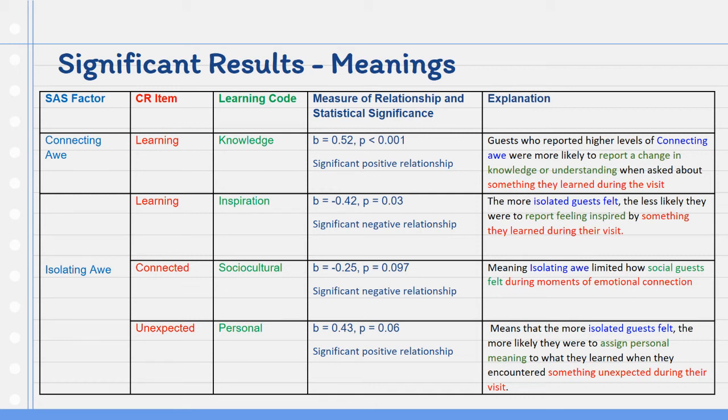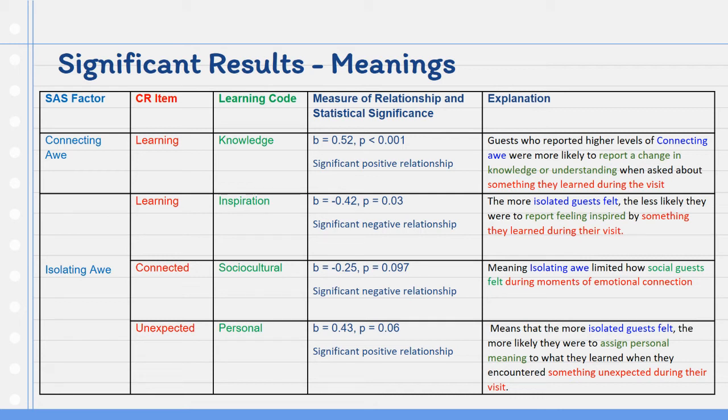The isolating awe factor had both positive and negative significant results with other variables. For example, isolating awe had a negative relationship, as shown by the negative beta value, with the learning constructed response item and the inspiration learning code. This means that the more isolated guests felt, the less likely they were to report feeling inspired by something they learned during the visit.